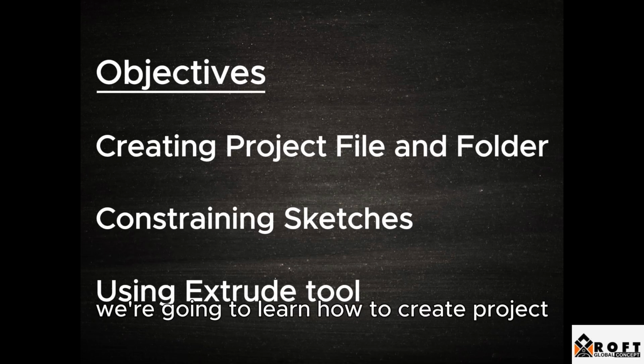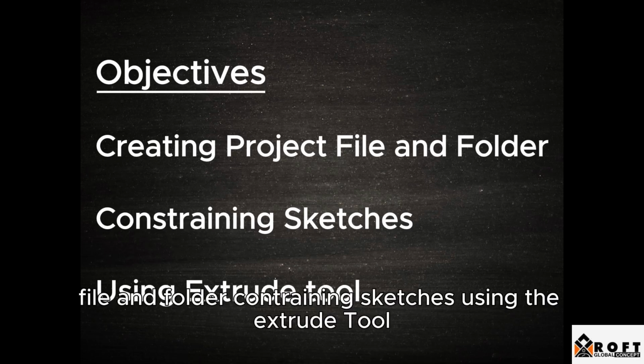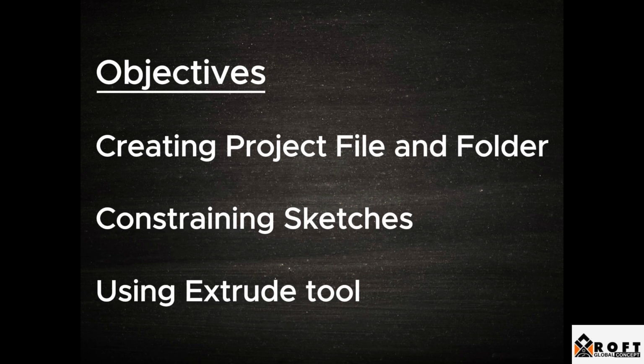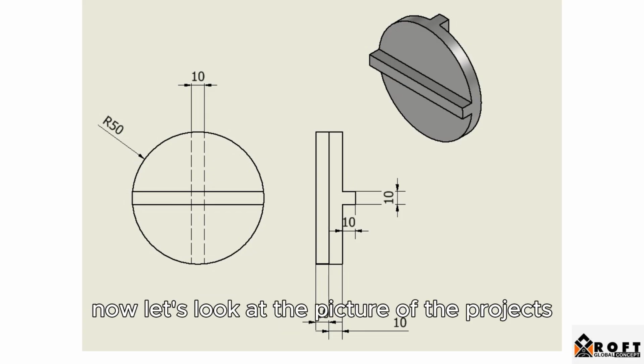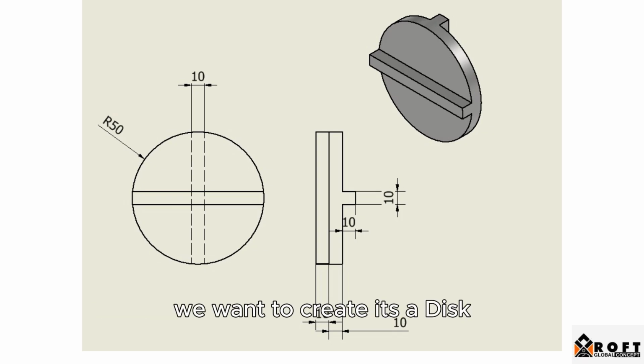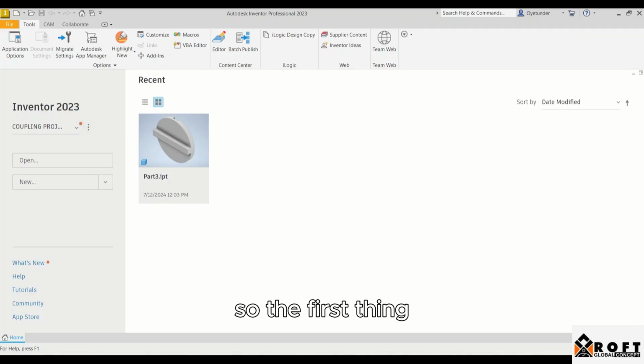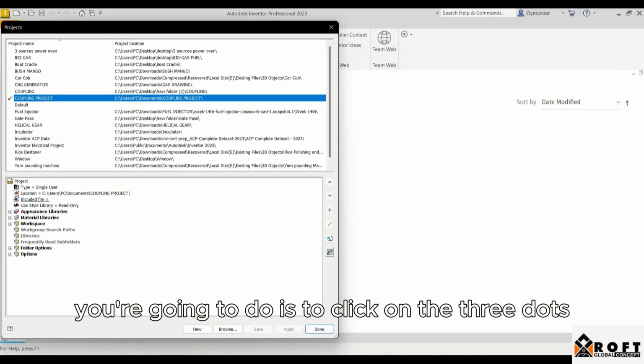Now in this video, we're going to learn how to create a project file and folder, and constrain sketches using the Extrude tool. How we can use the Extrude tool to create our projects. Now let's look at the picture of the project we want to create: it is a disk. So the first thing you're going to do is to click on the three dots.